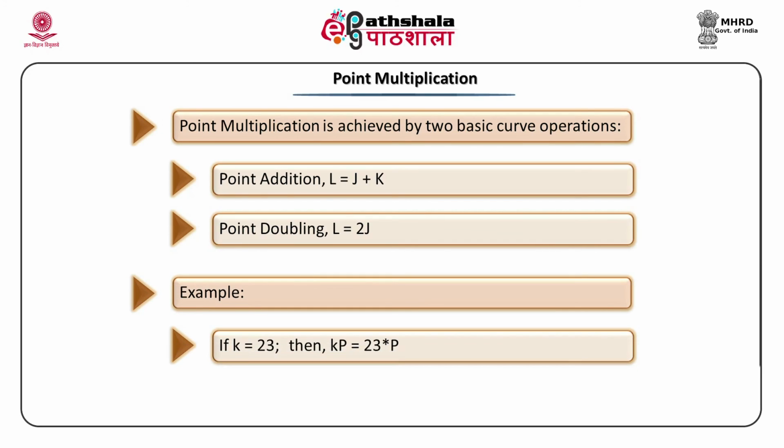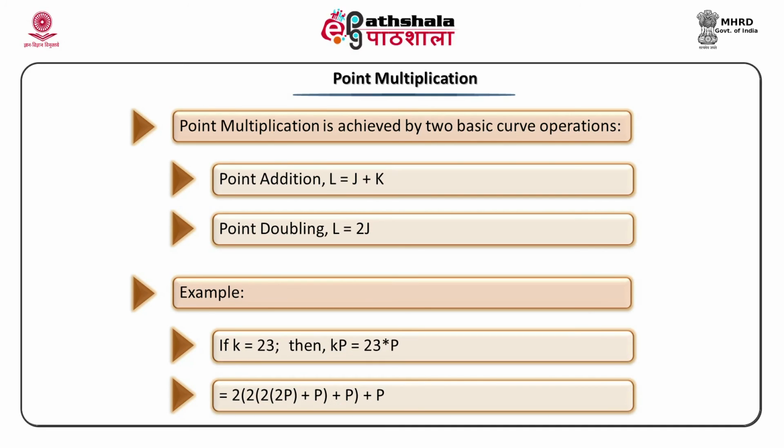Example, for k is equal to 23, then k into p. To multiply these two numbers, 23 into p, that would be done by doubling and addition. Once again double, then add, so it makes 5p. Then once again double, it makes 10p, then add, so it makes 11p, then double 22p, and then add, so it makes 23p. So 23 into p actually is achieved by addition and doubling.